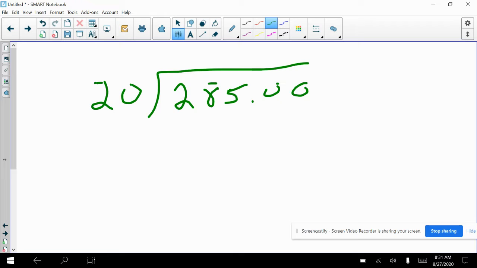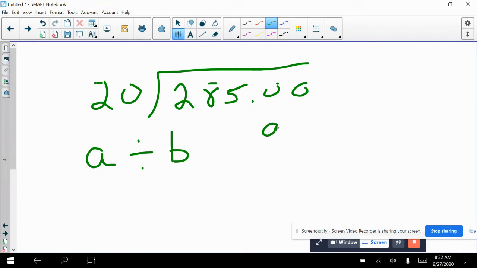Your problems now will look like either A divided by B, and I'll explain these variables in a minute, or they will look like fraction form, A over B. So you have to know the parts of division. You have to know which one the divisor is and which one the dividend is.